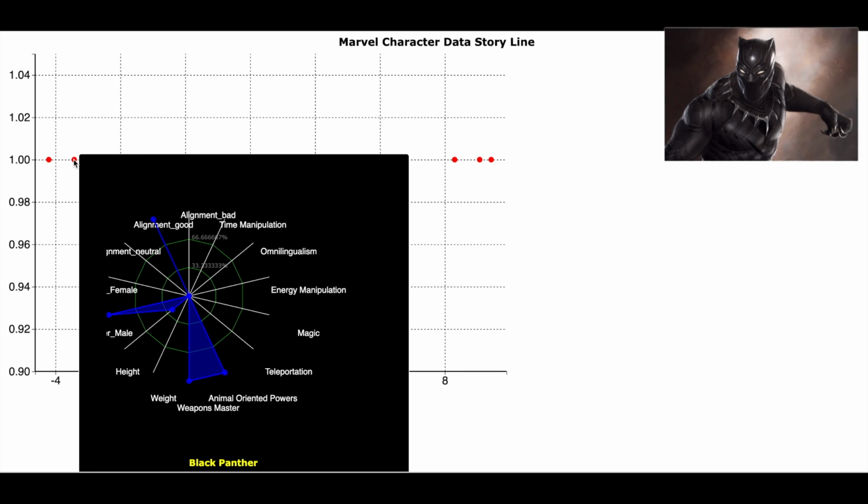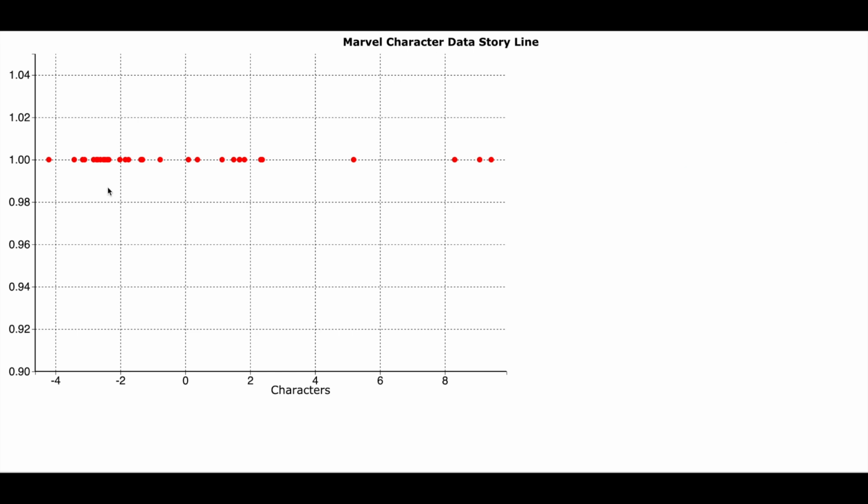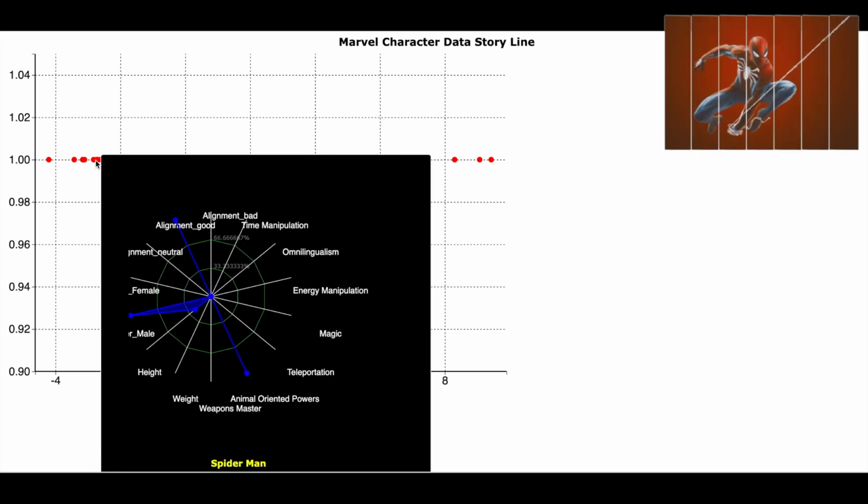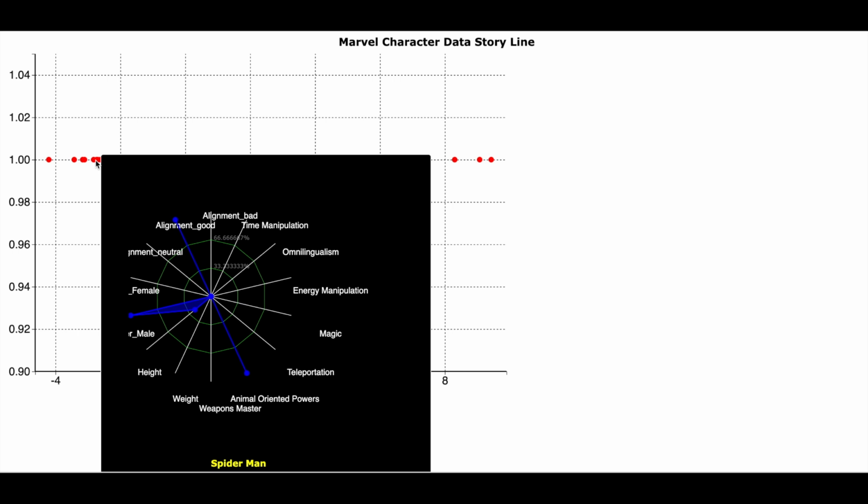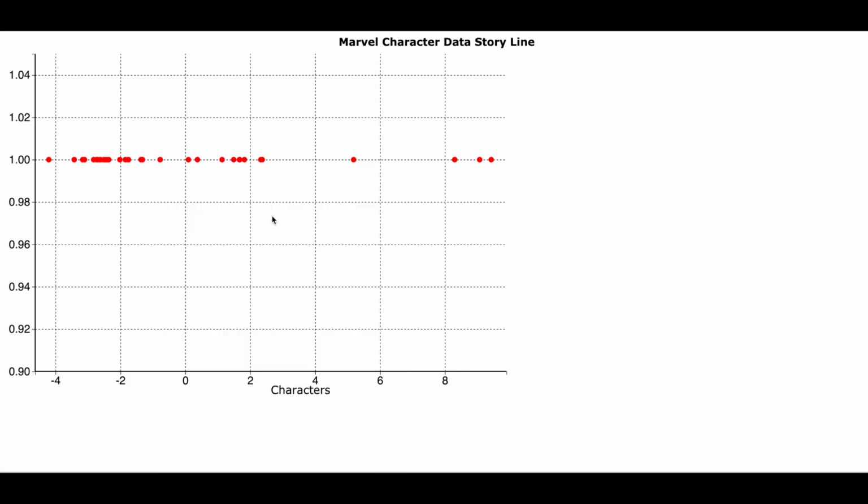We observe that the superpowers are from animal-oriented powers. Moving further, we see Spider-Man. Once again, we observe that the superpower is based on animal-oriented powers. So it is becoming very clear that the characters on the left-hand side of this line have superpowers which are based on animal-oriented powers.